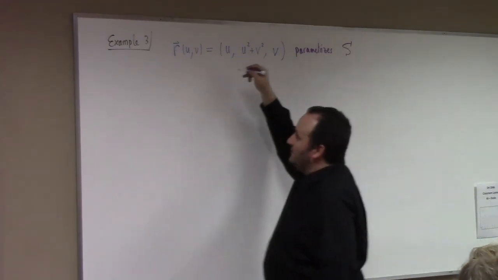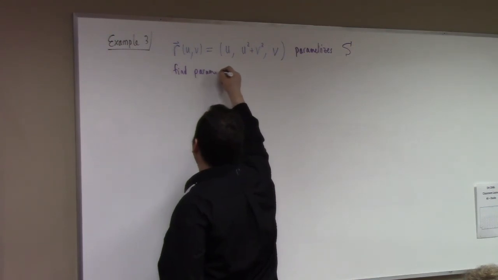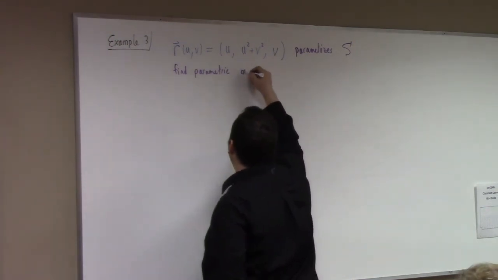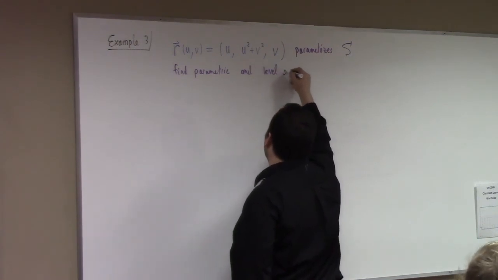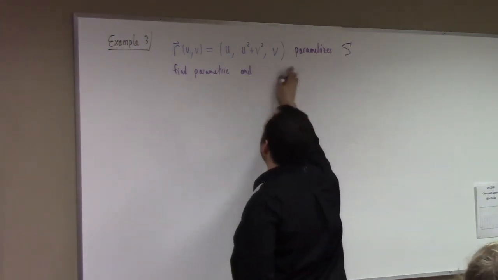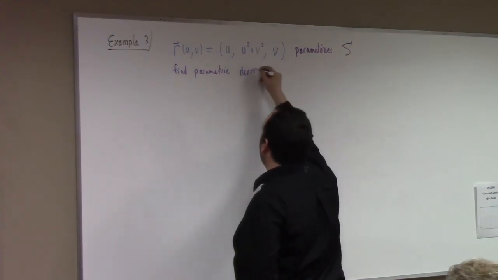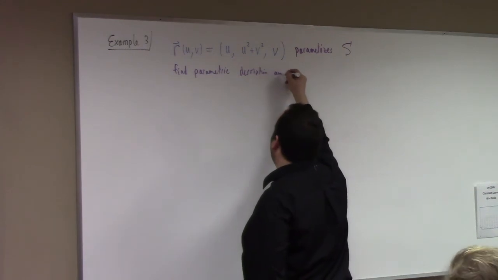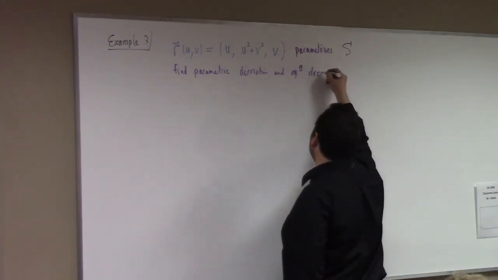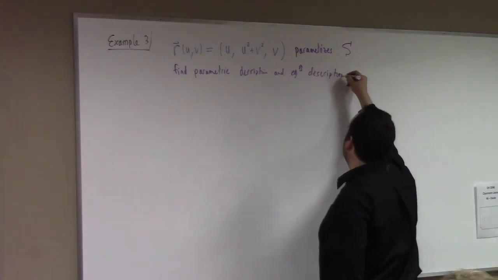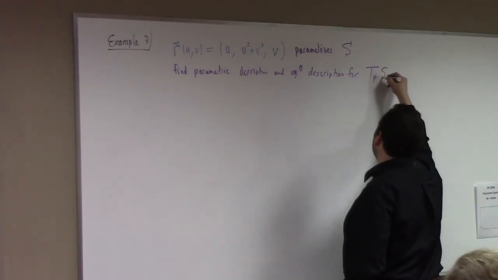I want to find a parameterization, a parametric and level surface, parametric description and equation description. I'm not very happy about my grammar at the moment. For the tangent plane at the point P to S, where P equals to what?